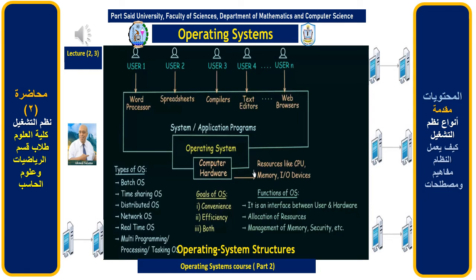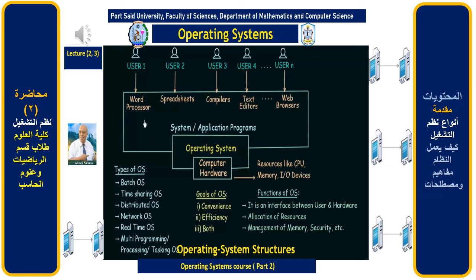So how should these resources be allocated to users in such a way that everybody gets their share and it performs in an efficient manner? All this is done by the operating system. So it allocates resources to different users or different processes in a good manner. That is the function of the operating system. And then it does the management of memory, security, etc.